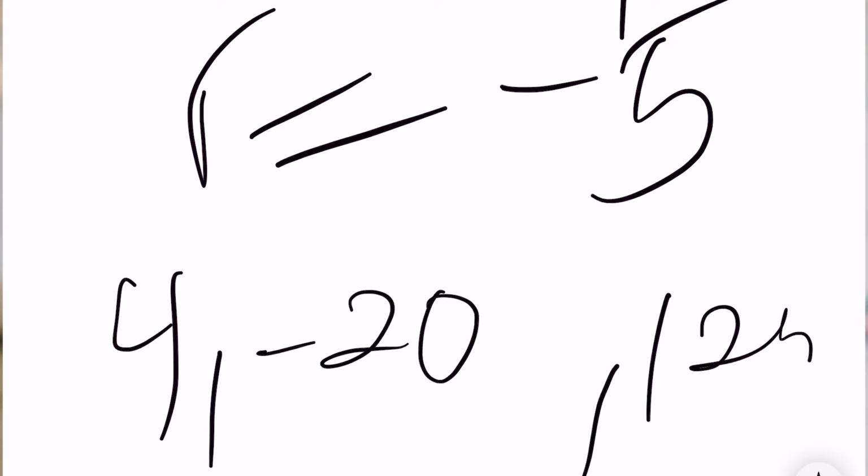So this will now be 4 times minus 5 is minus 20. Minus 20 times minus 5 will be plus 100. So we have the next one to be 100. Now we've gotten our r.